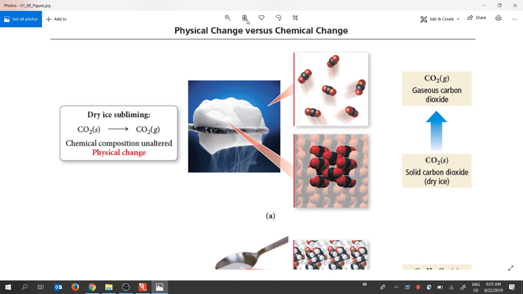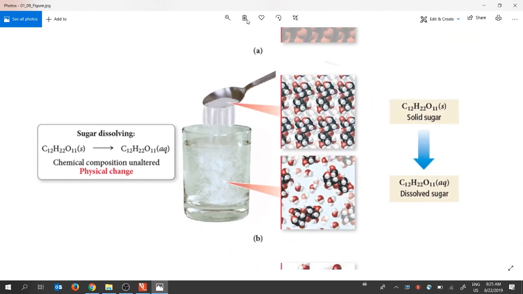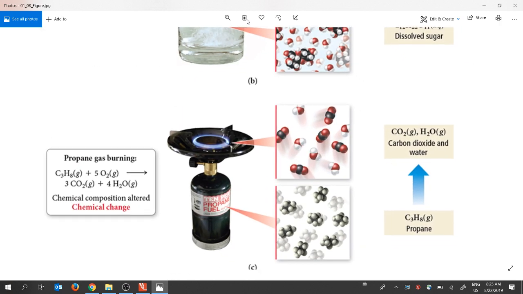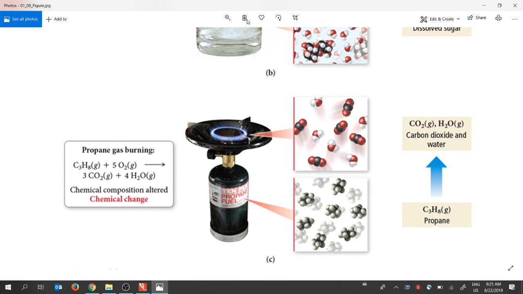Dry ice subliming: you take dry ice, which is solid carbon dioxide, you let it sit, it turns into carbon dioxide gas. That's a physical change. You dissolve sugar in water. So there's some sucrose dissolving in water. The solid sugar becomes dissolved, or aqueous, sugar. That's a physical change. You burn some propane gas. So you take propane gas, combine it with oxygen, make carbon dioxide and water. That is a chemical change.